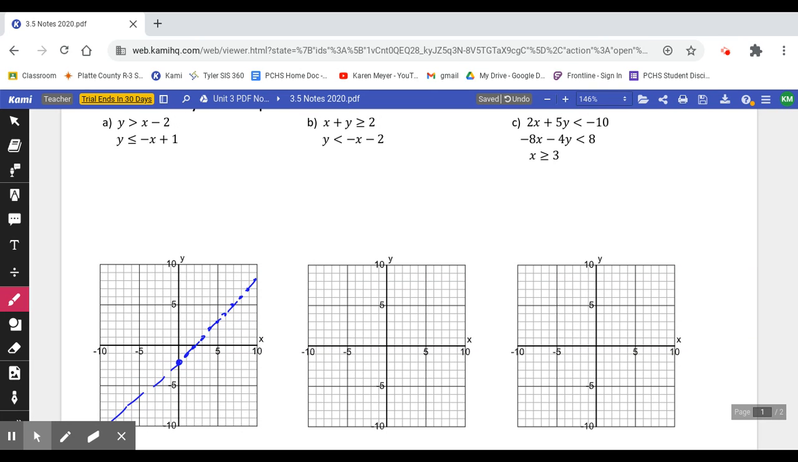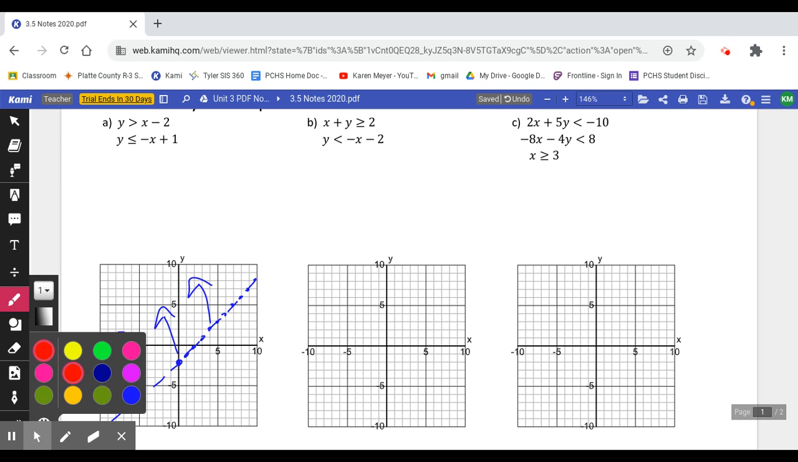And put my pencil on the y-intercept. And this one says y is greater. And y is greater when I'm shading up. So if it was just one inequality, I'd have all this part where my arrows are. That would be shaded in.